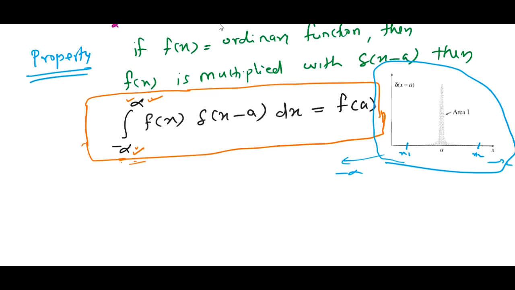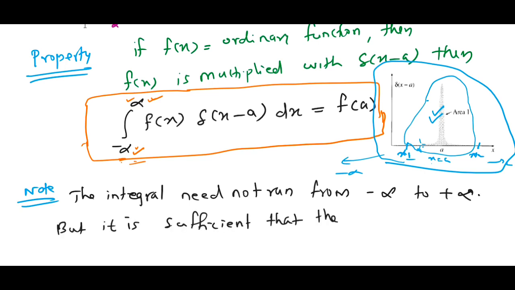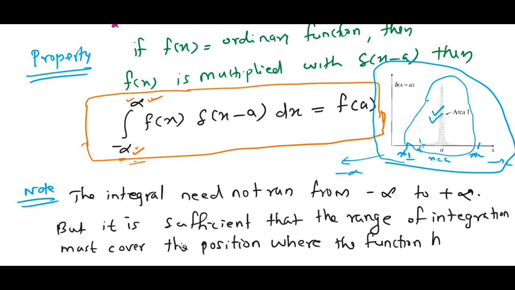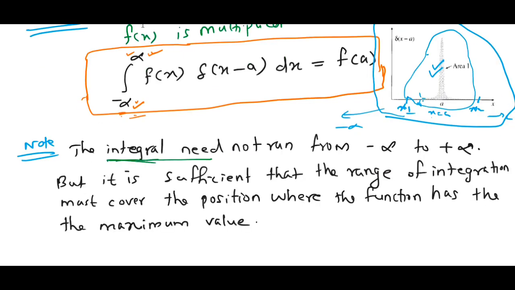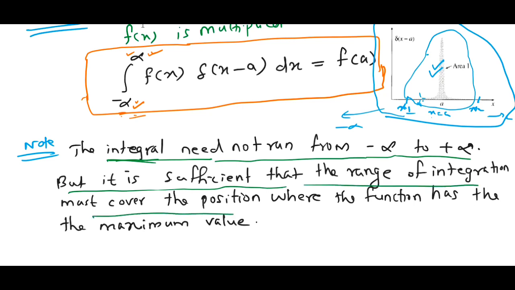No need to start from minus infinity to plus infinity. The only thing is that wherever the function has the maximum value, that is at x is equal to a, the range of integration must cover that position. That is the only criterion. Then one can use integration limits from a lower limit x1 to a higher limit x2, within which the function has the maximum value. Let me note down the conclusion: the integral need not run from minus infinity to plus infinity, but it is sufficient that the range of integration covers the position where the function has the maximum value.